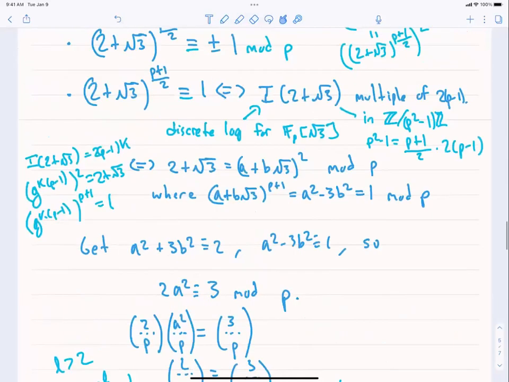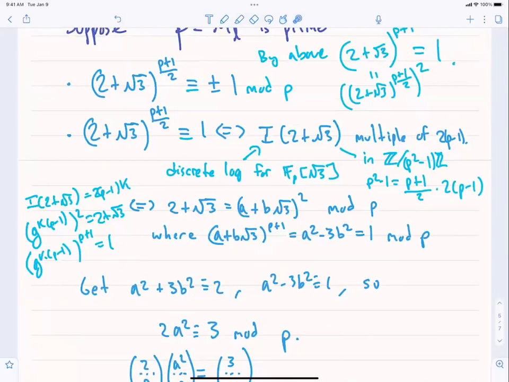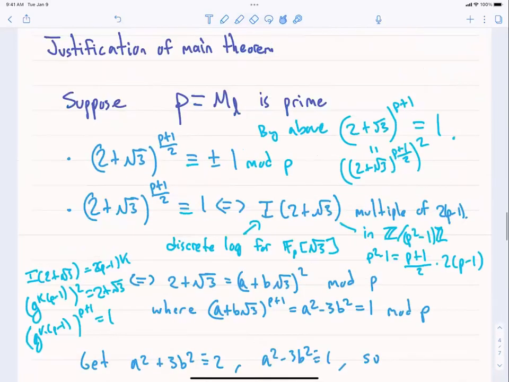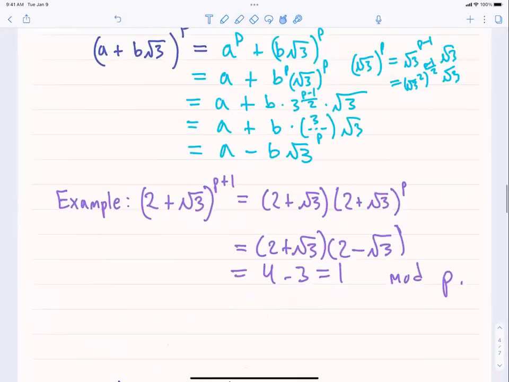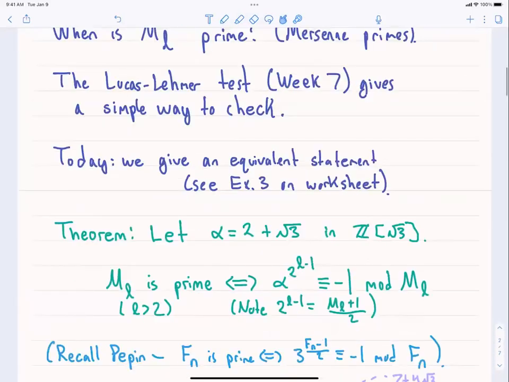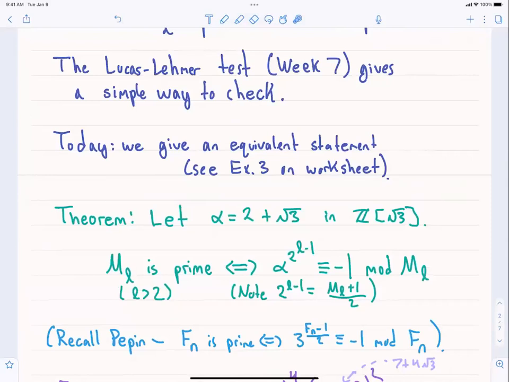Since we've got a contradiction, that means we must have assumed something that was false. So it's not possible that (2 plus square root of 3) to the p plus 1 over 2 can be equal to 1. On the other hand, we know it's either 1 or minus 1, so it has to be minus 1. And so we're done. We've established that part. So we've shown that if M_l is prime, then this quantity is congruent to minus 1 mod p. That's the first part of the theorem. So we showed this quantity is congruent to minus 1 mod M_l if M_l is prime.